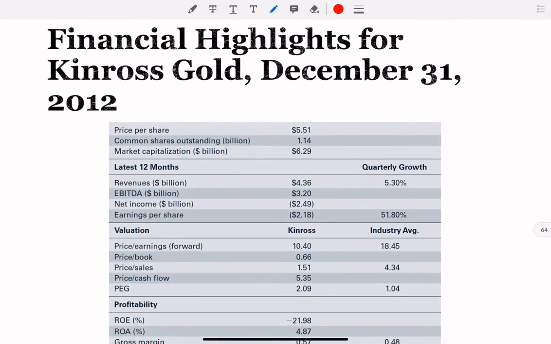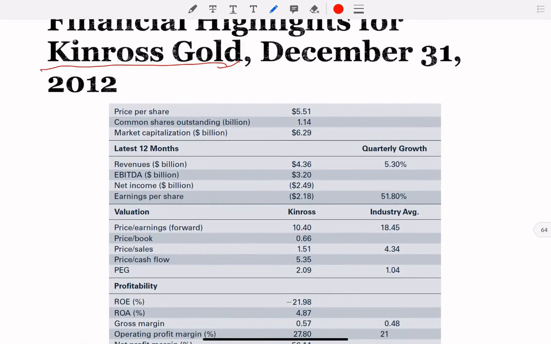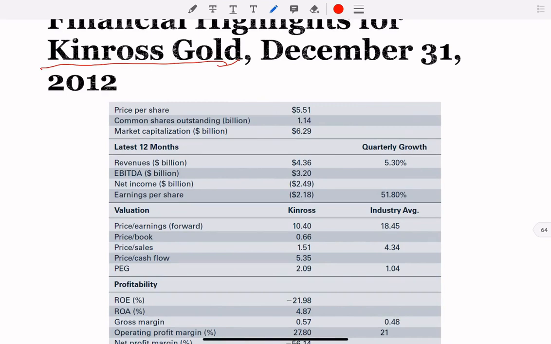Okay, now let's see an example taken from the textbook. Let's say we are looking at a firm, the Kinross Gold firm. I don't know whether this is an actual firm or a fictional one. So let's say as an investor, you want to think about investing in this firm. So you're thinking about several valuation ratios. So here we are looking at these ratios.